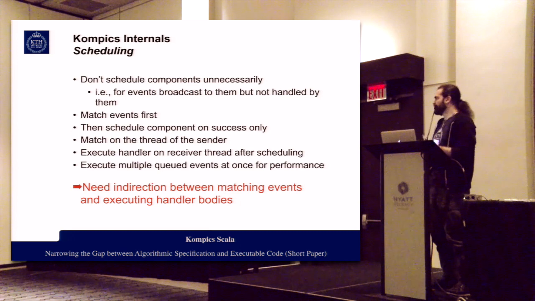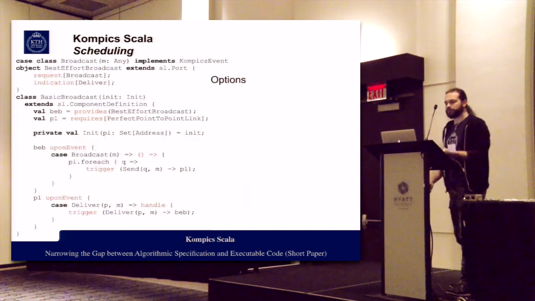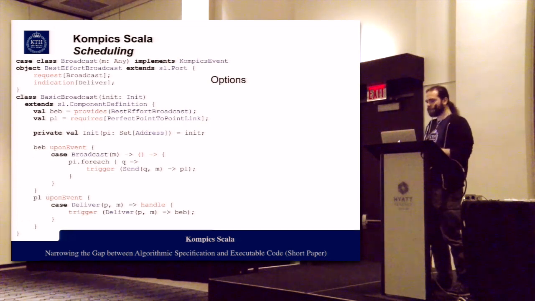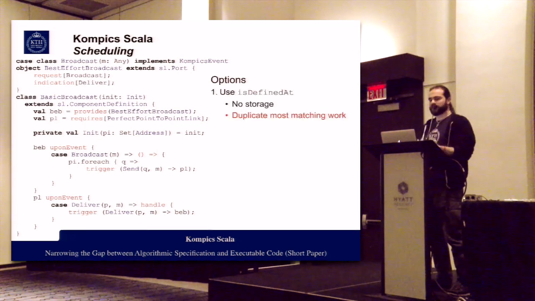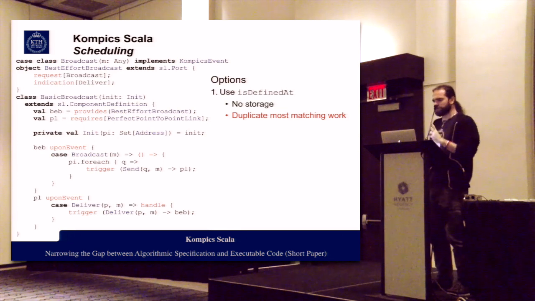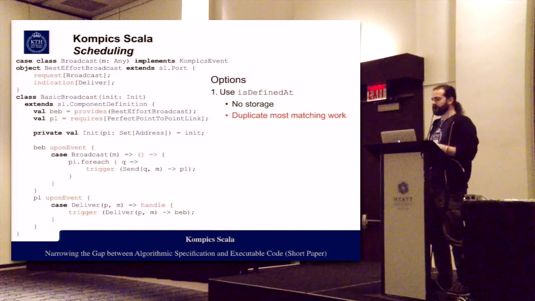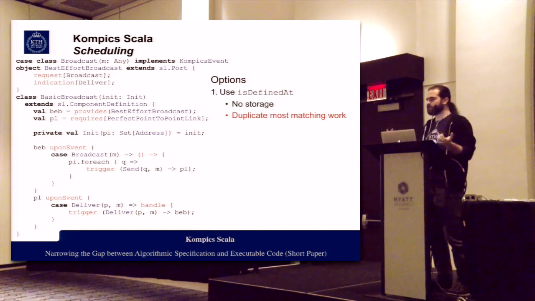And what that means is that there's a level of indirection between where we match events and where we execute handler bodies. And that is what we also needed for the Scala implementation. And there were basically two options to do this. One is to use Scala's built-in isDefined. And this has the advantage that it has no storage overhead. I anyway have to store the event on a queue while I'm scheduling. And apart from that, I don't have to do anything. And I can again do just until the first match and then run it.